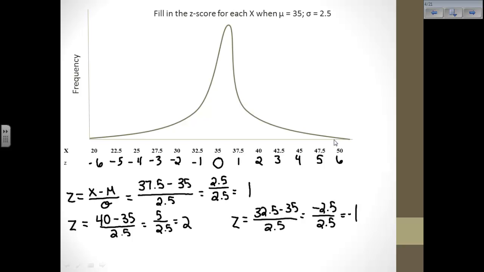And when we start to use the unit normal table, you'll see that the probabilities associated with these scores become less and less as the z-score for those scores gets further away from 0.